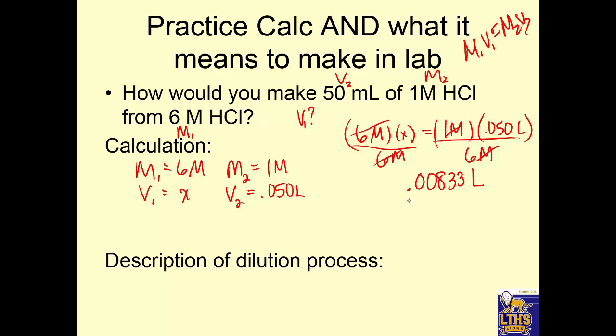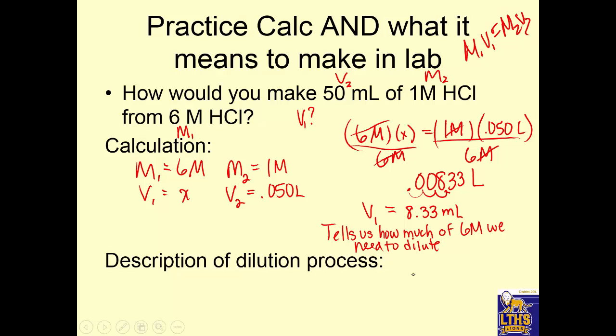But if I want it to be milliliters, I move my decimal point 3 places to the right. So I'm going to get 8.33 milliliters. So what does this mean? Well, because we were looking for a V1, this tells us how much of the 6 molar we need to dilute.